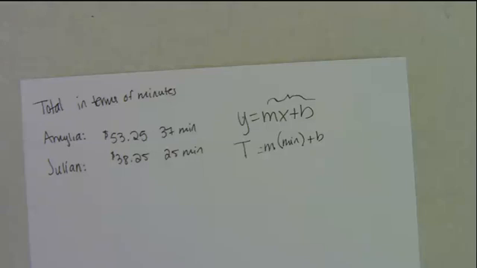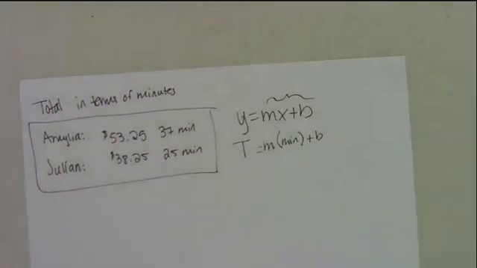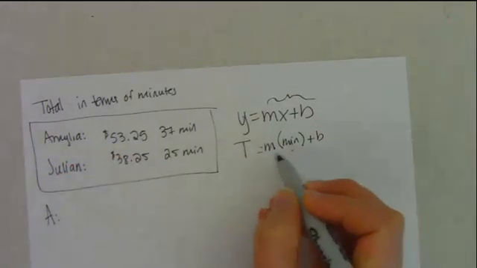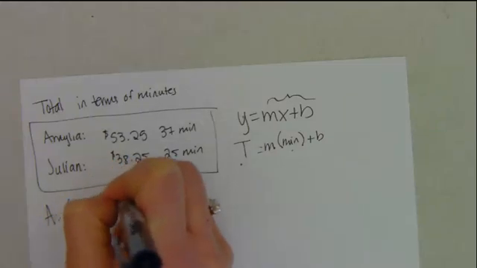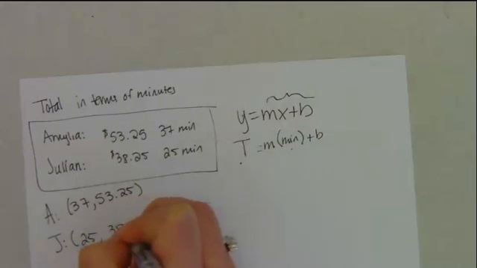So what we need to do is take the information from the problem and turn it into ordered pairs. So we have Amelia's ordered pair, which x is minutes and y is total. So we're going to have 37 and 53.25. And then we have Julian's information, which is 25 minutes and 38.25.